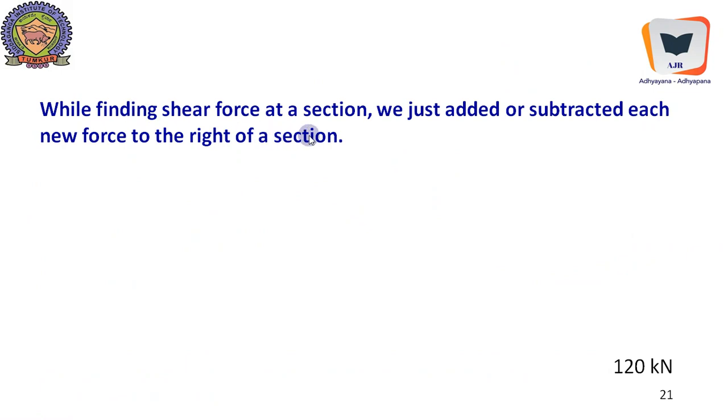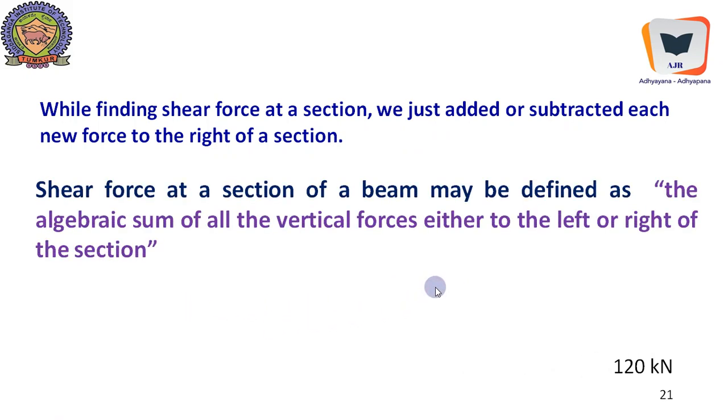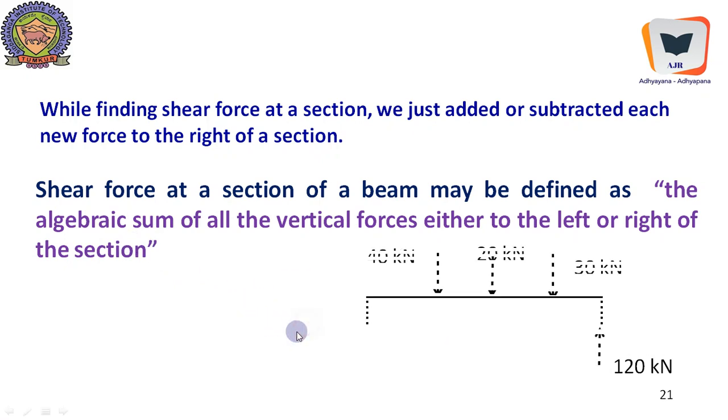While finding the shear force, you must have noticed that at a section we just added or subtracted each new force to the right of a section. So justifiably or appropriately, shear force at a section of a beam may be defined as the algebraic sum of all the vertical forces either to the left or to the right of a section.